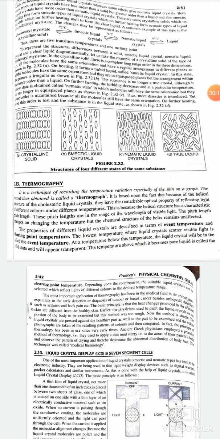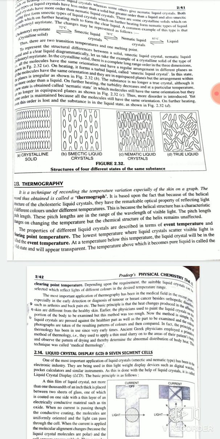Now the next topic is thermography. It is a technique of recording the temperature variation, especially of the skin, on a graph. The record thus obtained is called a thermograph. It is based upon the fact that, because of the helical structure of the cholesteric liquid crystals, they have the remarkable optical property of reflecting light of different colors under different temperatures.